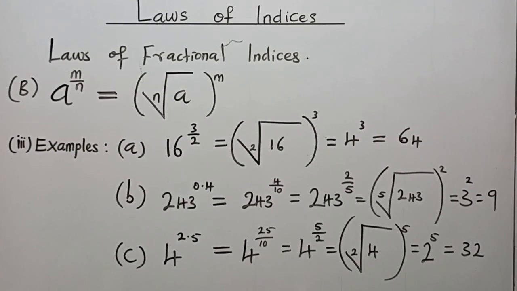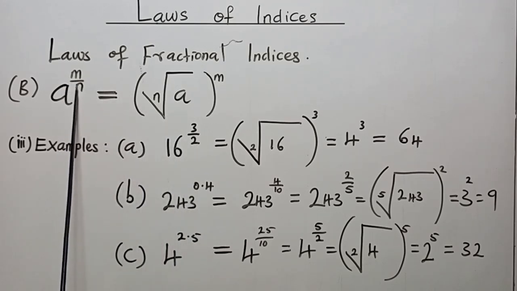And here come about 3 examples. The first one says 16 to the power 3 over 2, based on this law, is equal to the square root of 16 all to the power 3. Our a is this 16, our m is this 3, our n is this 2.